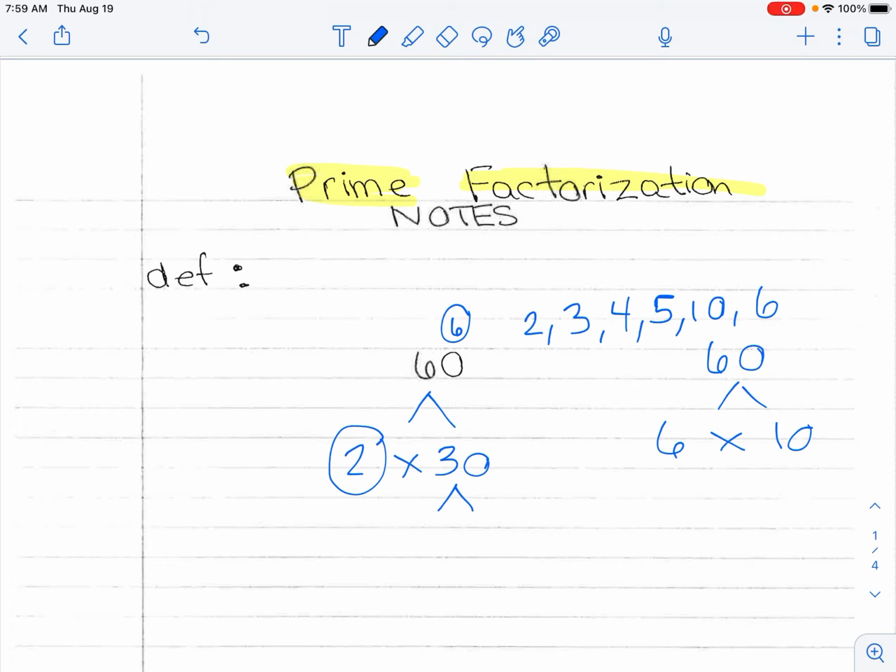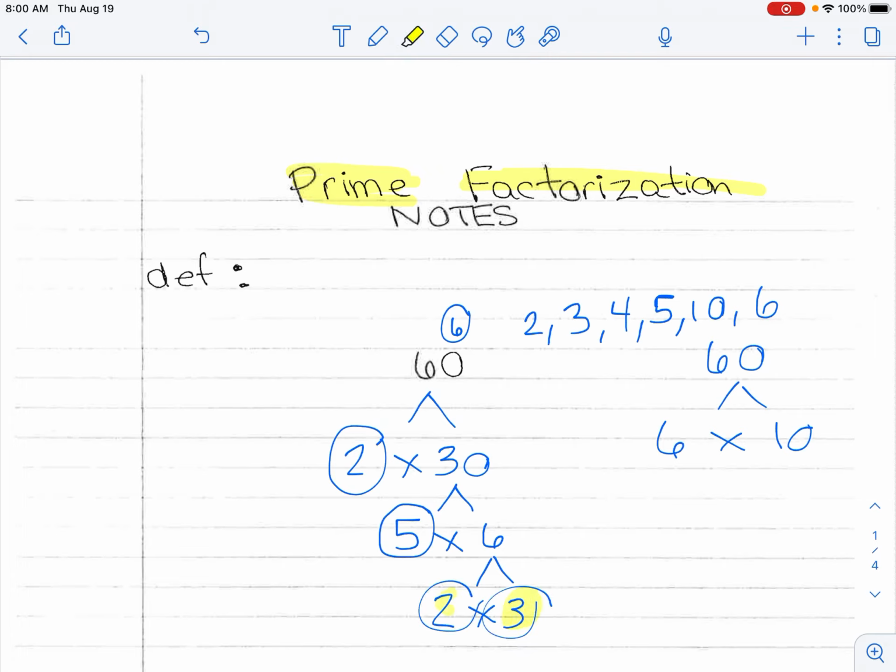2 is a factor of 30 because it's even. 3 is a factor because 3 plus 0 is 3. 5 is a factor because it ends with a 0. 10 is a factor because it ends with a 0. And 6 is a factor because it was divisible by 2 and 3. So I'm going to do 5 times 6 is 30. I know from my 100s chart that the number 5 is prime, so I'm going to stop and circle that one. But 6 was composite, and I know 6 we get from 2 times 3.